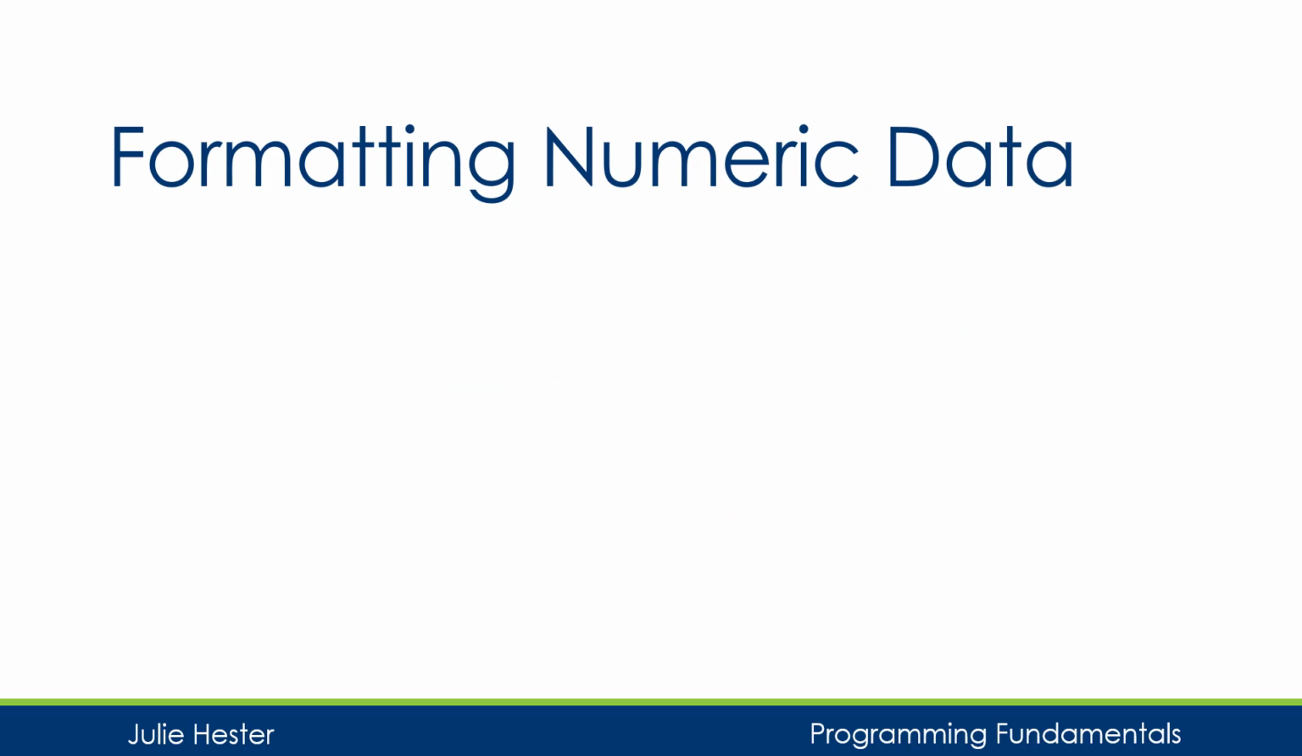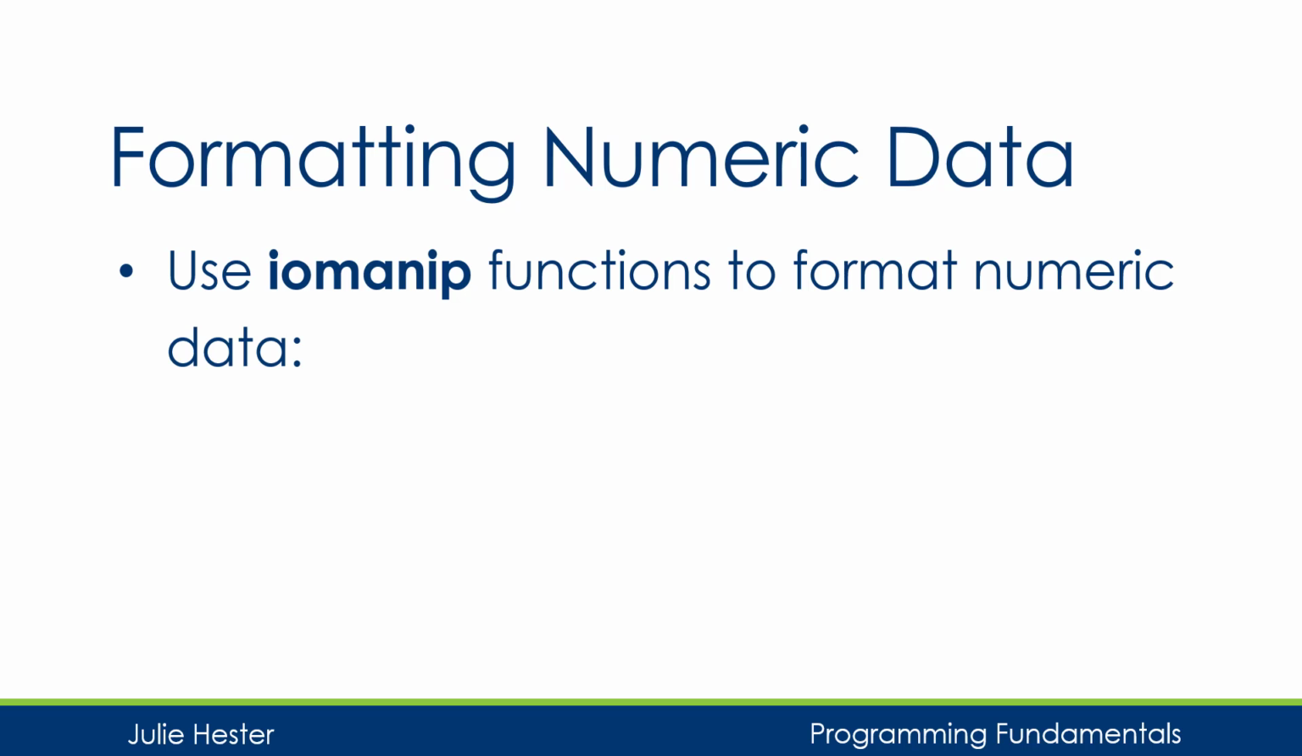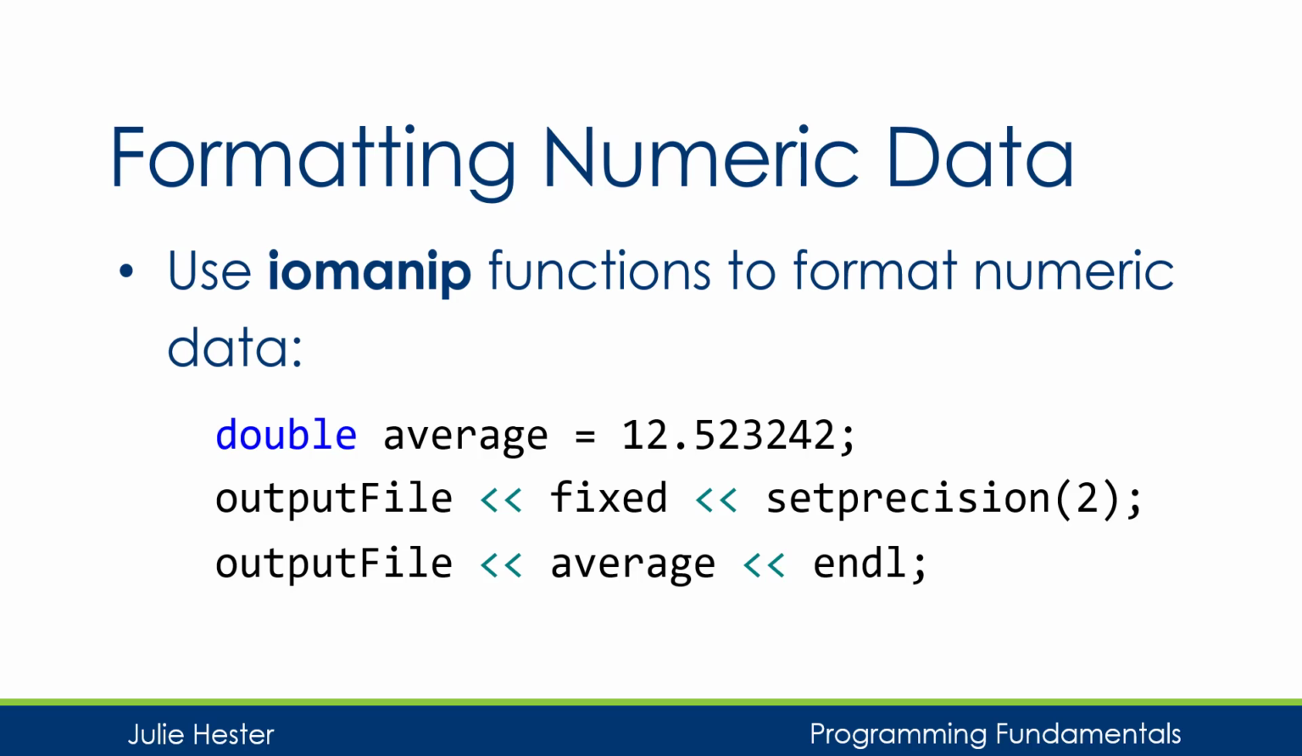And just like when we're working with the console window, we may want to format our numeric data. We can use iomanip functions to format our numeric data, just like we did with cout. So here I have a variable of type double, and it has several digits after the decimal place. But if I only want to print 2 digits, then I can use fixed and setprecision 2, and now when I write average to the output file, it will write 12.52 followed by an end of line character.